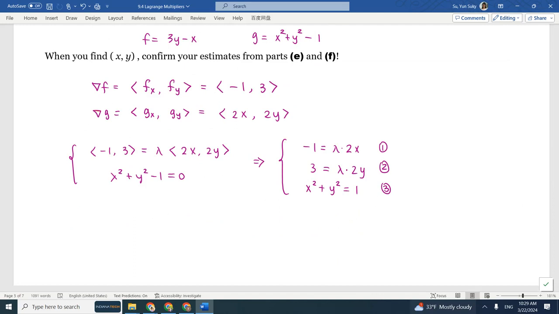I taught you 2 tricks. One trick is substitution. You're able to express some variable in terms of the other one, and then use the other equation. The second trick is factoring. If you see a product of two things equal to 0, then you set each factor equal to 0, and those are different cases. Do you remember that? So in this example, we can express x in terms of lambda.